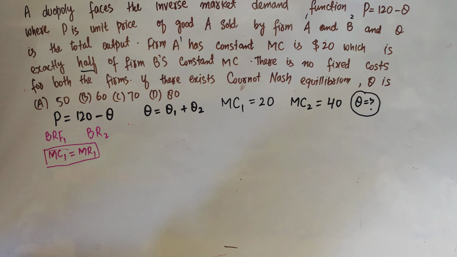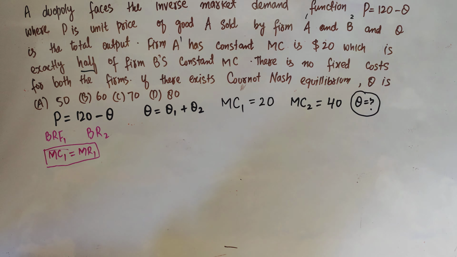Similarly, we need to find out the best reaction function for firm 2. Same logic, we equate the marginal cost of firm 2 with its marginal revenue. So let us first find out the total revenue of firm 2, that is P into Q2 this time. The inverse demand function is 120 minus Q1 minus Q2. To this we multiply by Q2. So the total revenue of firm 2 will be equal to 120 Q2 minus Q1 Q2 minus Q2 squared.